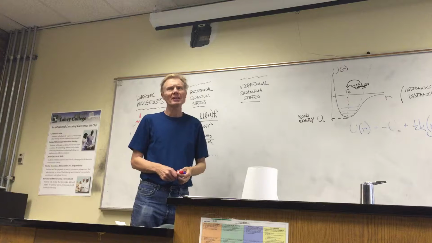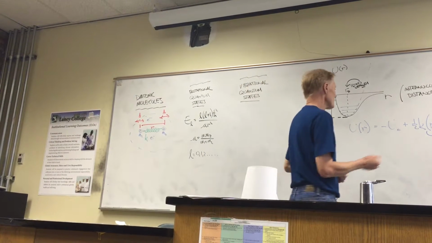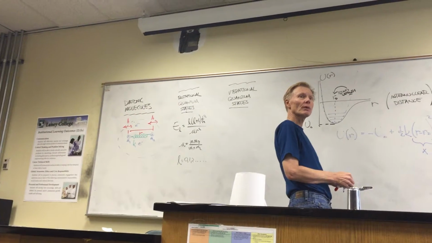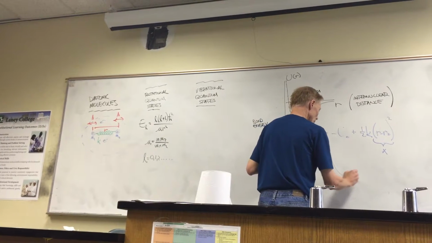Do you guys remember this at all from chapter 38? We looked at this briefly. They called it the simple harmonic oscillator. It was one of the homework problems. Yeah. So we had a potential energy that looked like a parabola.